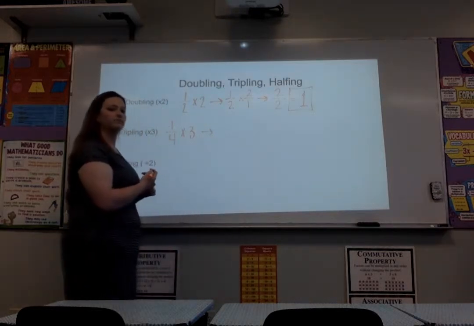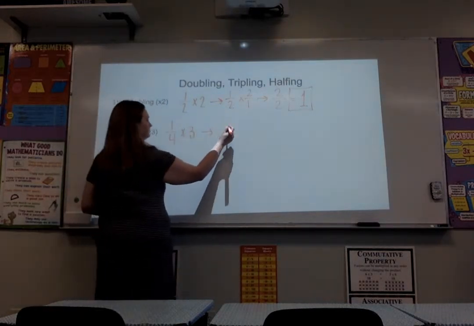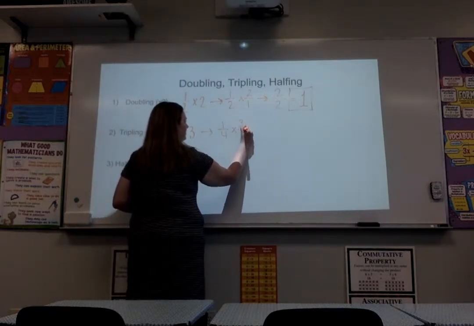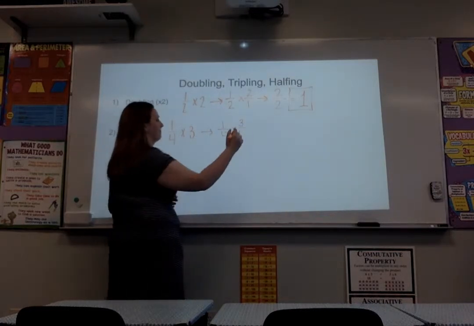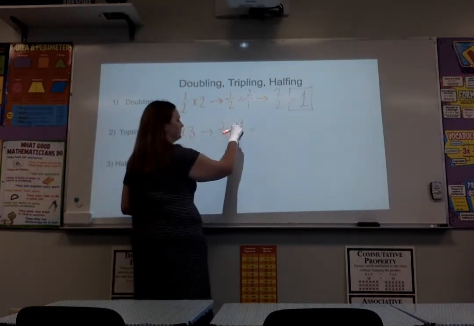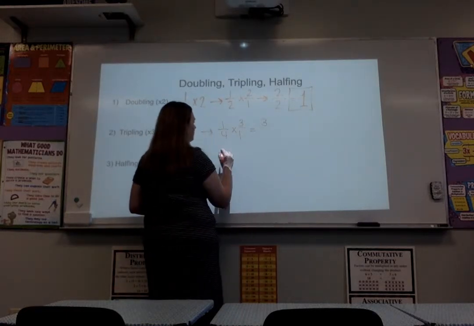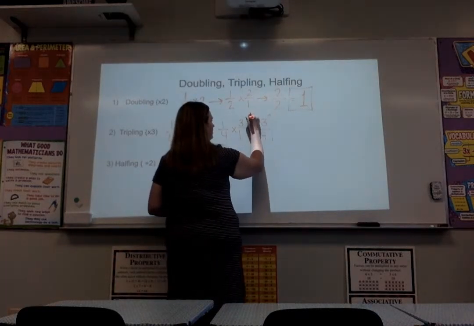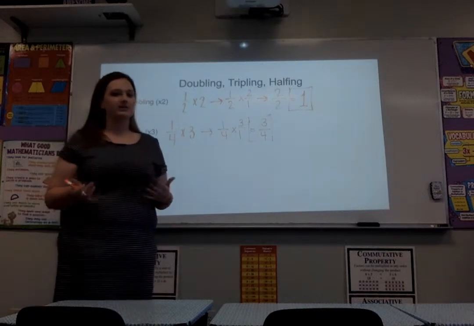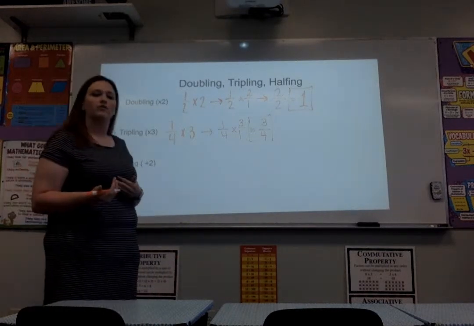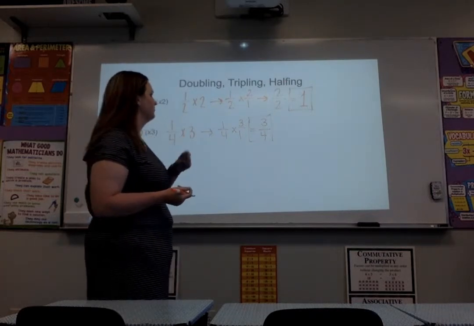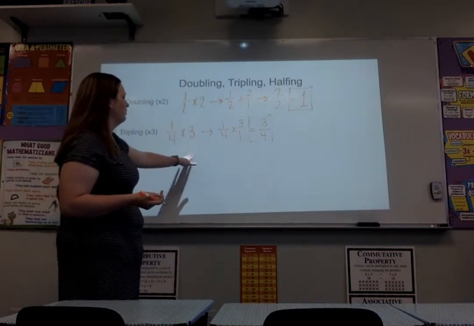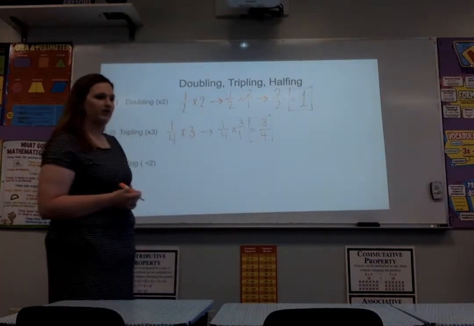All whole numbers go over what? 1. So you're going to do 1/4 times 3 over 1. 1 times 3 would be 3. 4 times 1 would be 4. Now, the reason I went ahead and put a box around that, because it's my final answer, is because we know 3 and 4, there's no other number that can go into those two besides what? 1. So 1/4 tripled would be 3/4. Everybody good on that one?